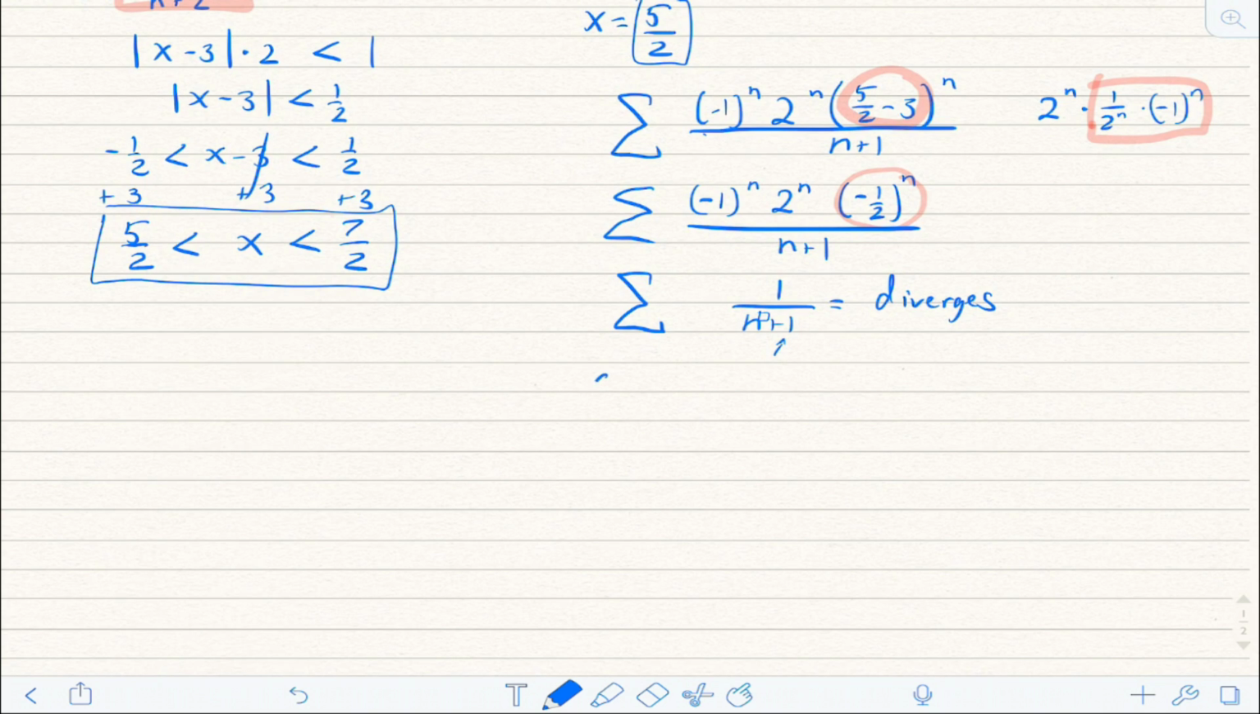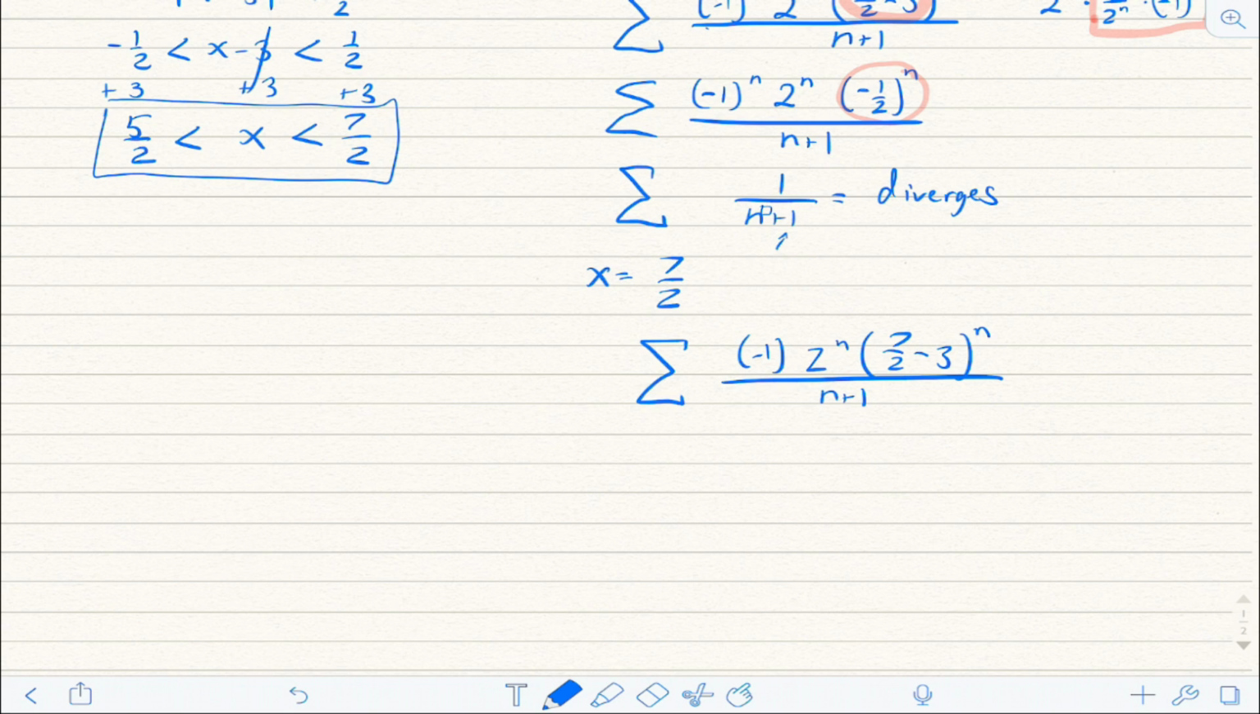But if I use x equal to 7/2, same deal: sigma notation, (-1)^n, 2^n, parentheses, and I'm going to write 7/2 minus 3 in here to the n, over n plus 1. Now, you're going to notice that a lot of the same types of values are going to happen here. In this specific section, I get (1/2)^n, and that's actually going to cancel with the 2^n.